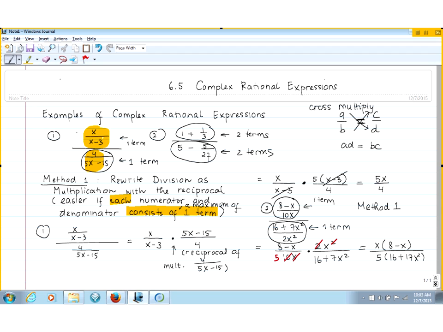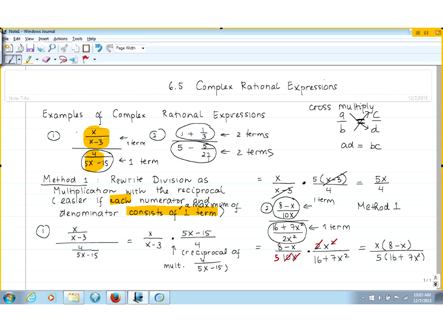What happened? Oh, it's only 7, right? How do I get 17? I don't know either. It should be 7. Thank you, you're right. 16 plus 7x squared. Good. Can I move on to method 2 now?